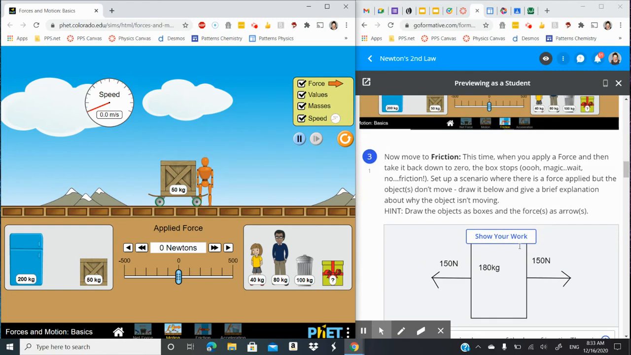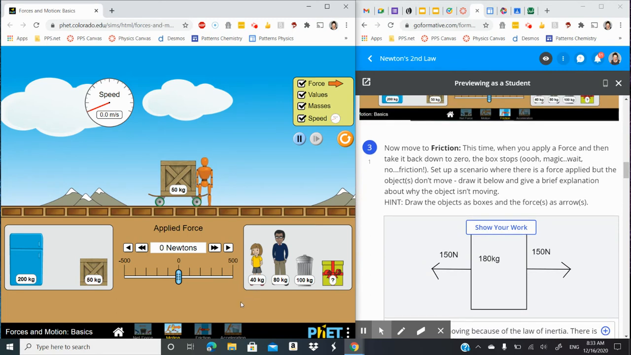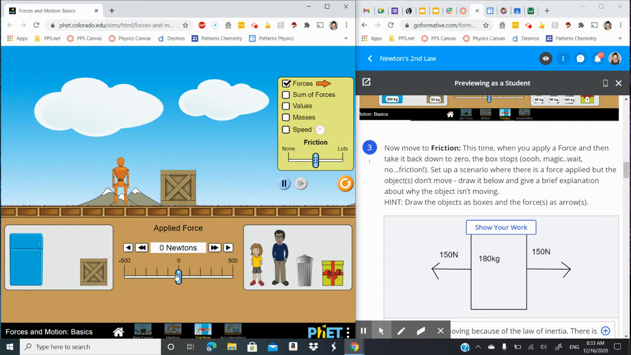Now move to friction. This time, when you apply a force and then take it back to 0, the box stops. Friction.